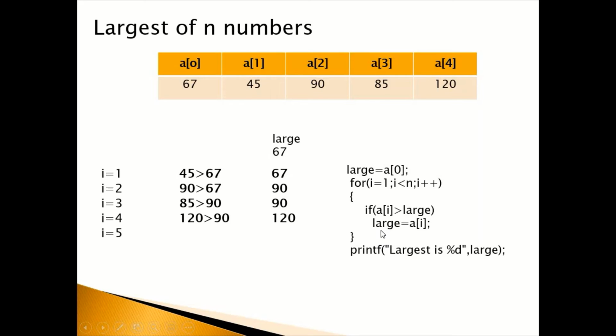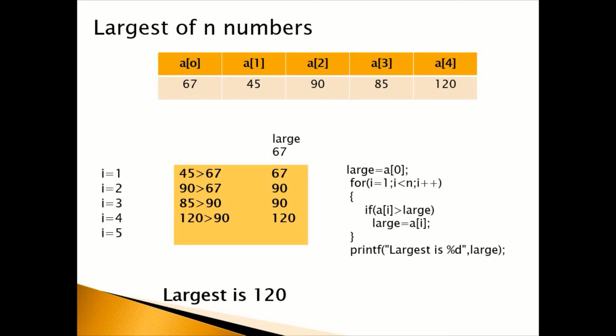Next, I becomes 5. Now, as it has compared all the numbers with the previous value of large, the loop is terminated. Outside the loop, we have the printf statement. Largest is %d, that is the value stored in large, that is 120. So the output of this program will be largest is 120.